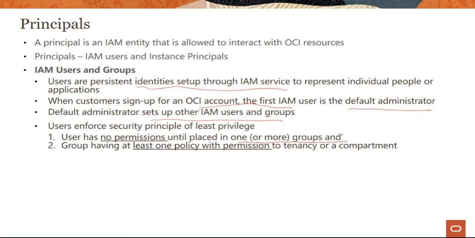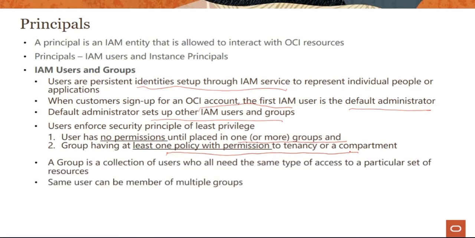That's number one. Number two, groups have at least one policy with permission to the tenancy, which means the whole account, or to a specific compartment, which is a sub-portion, a section of your tenancy, and we'll look into what exactly compartments are. But those two conditions have to be valid, otherwise users by themselves cannot do anything within Oracle Cloud Infrastructure.